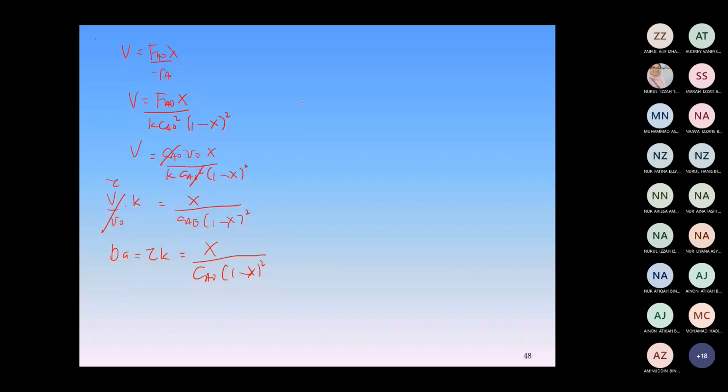So we have V over V naught times K equals X over CA naught (1 minus X) squared. The CA naught is given as 4, K is given as 2, this one 2 and this one 6. So you have to try to find what X is. Because of the power of 2, you have to use this.